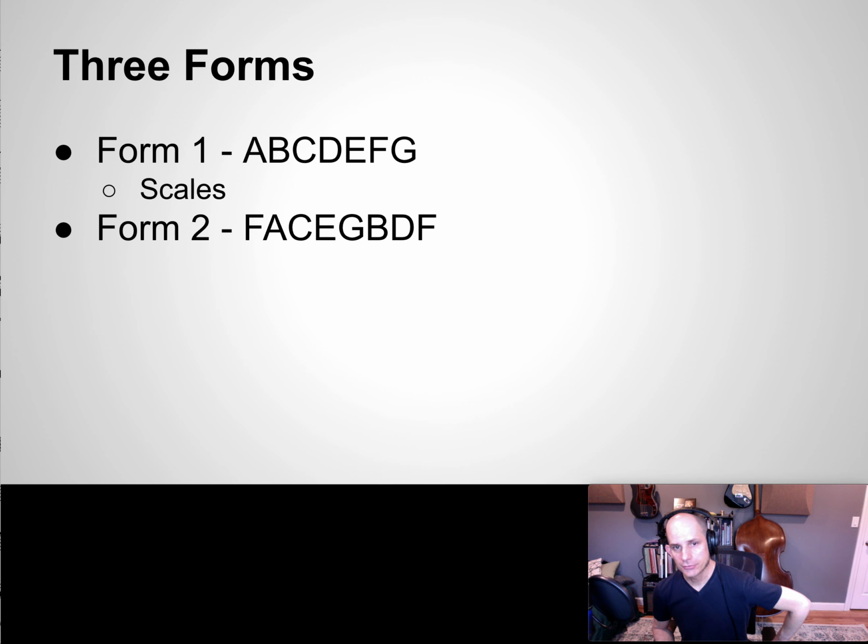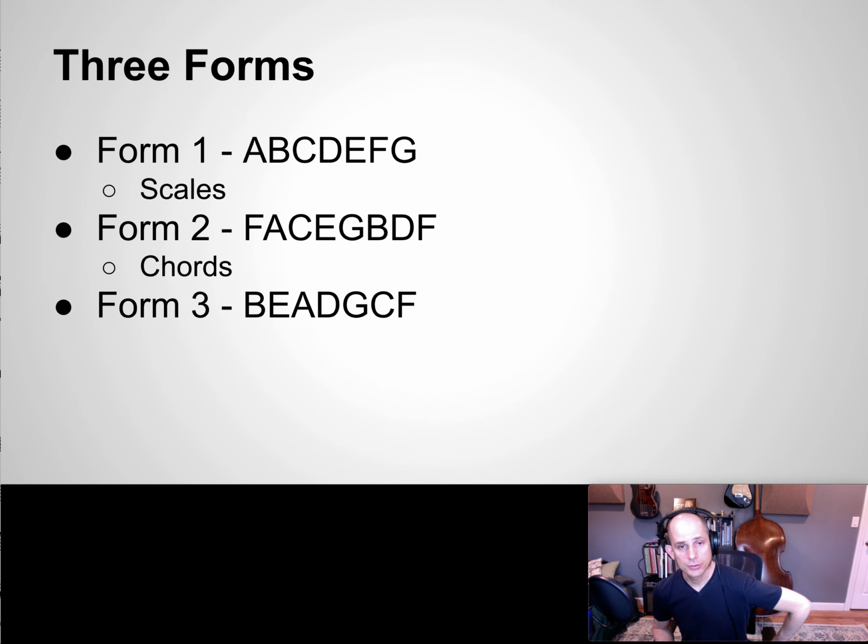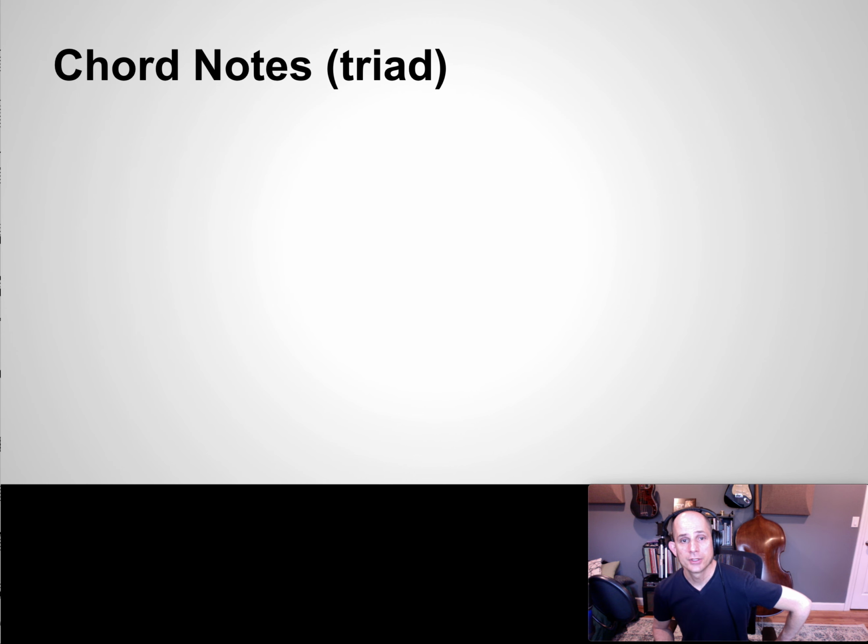And then the second form of the alphabet is FACE, every good boy does fine, which is every other letter of the alphabet, just starting on F, which is your chords. That's how you spell chords. And then our third form, B, G, C, F, is for our key signatures. Like if there's two flats, it's B and E, etc. And if there's sharps, they start on the right and go to the left.